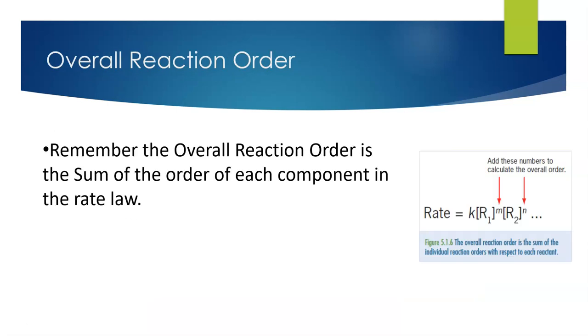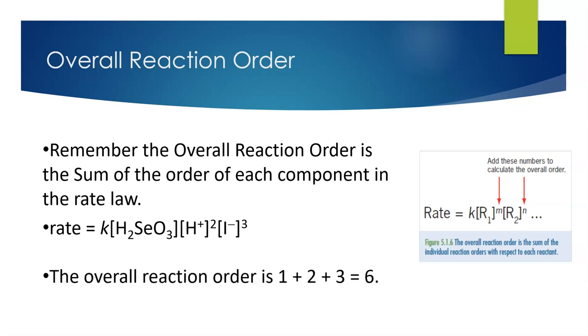As we said, the overall order of reaction is the sum of the order of each component in the rate law. So if there's 3 reactants, then we sum the order for each reactant. Okay, so in this case, for this reaction, when we have k, H2SeO3, this will be first order because the 1 is implied, H+ with a second order, and then I- being third order. The overall order of this reaction would be 6. We just sum the indices from the rate expression.